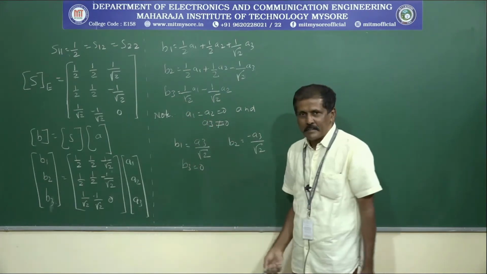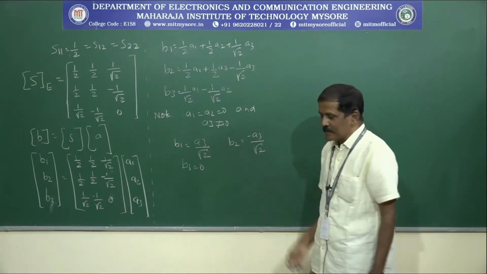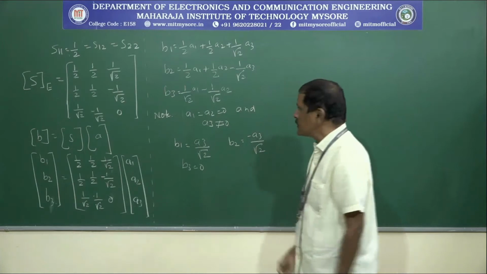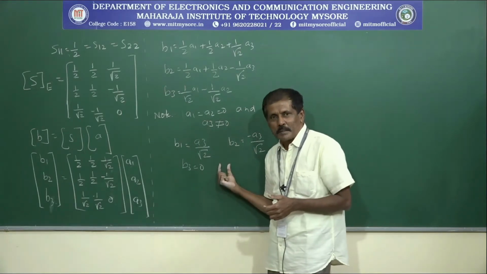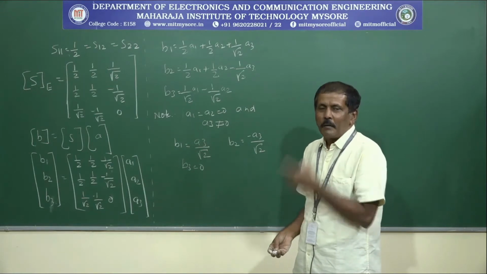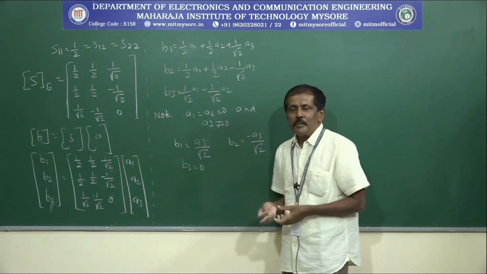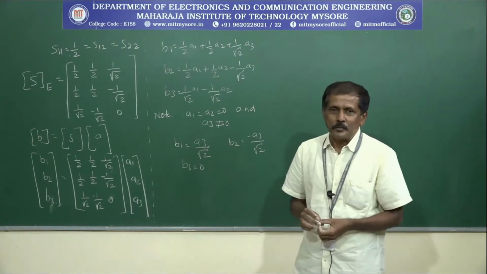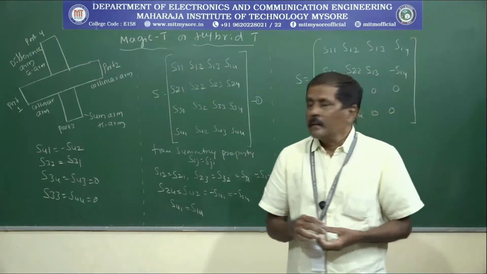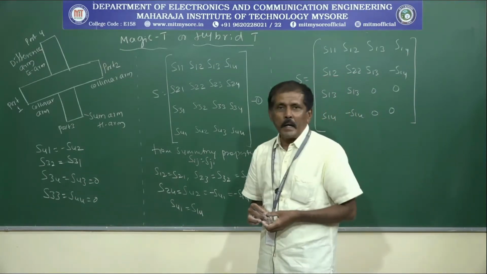Once you get this equation, B1 equals A3 by root 2 and B2 equals minus A3 by root 2. So what it shows is that when you apply the signal at port number 3, you are getting the output at port number 1 and port number 2 with the same magnitude, but they are out of phase with each other. Let us study the function of another type of waveguide T.